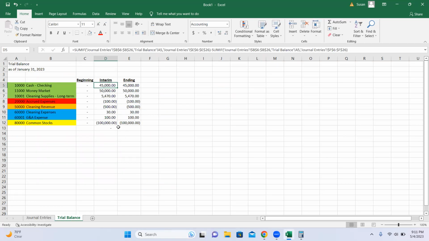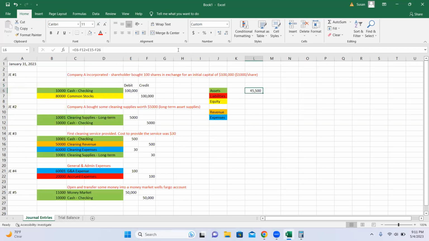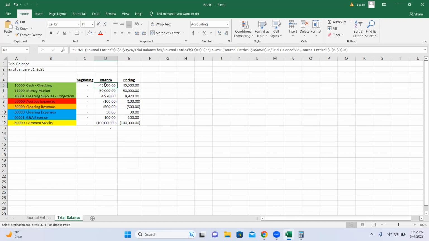Actually, it doesn't agree. Let me double check. It should be $45,500, but I am getting something different. Oh, it's because the account number is wrong here. So this should fix it. So 45,500.